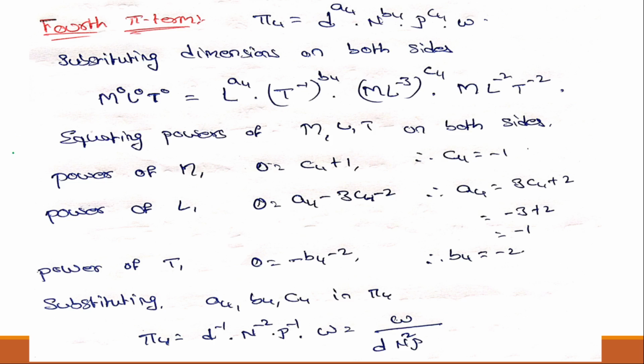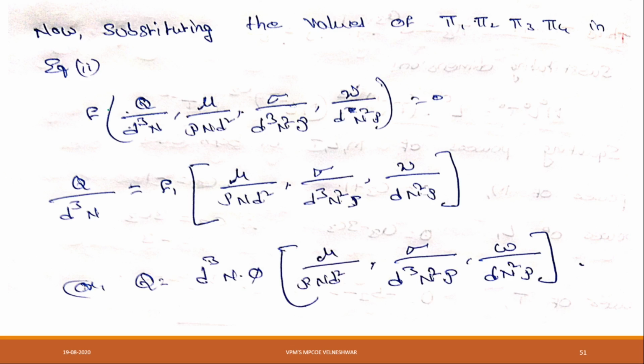We have to substitute pi 1, pi 2, pi 3, pi 4 in equation number 2. So f of Q divided by D cube N, mu divided by D rho N D square, again same values. Here what I am doing, I am separating Q, that is x1, x1 is equal to f1 of x2, x3, x4. And so finally Q is equal to D cube N into phi of mu divided by rho N D square, comma sigma divided by D cube N square rho, and W divided by D N square rho.